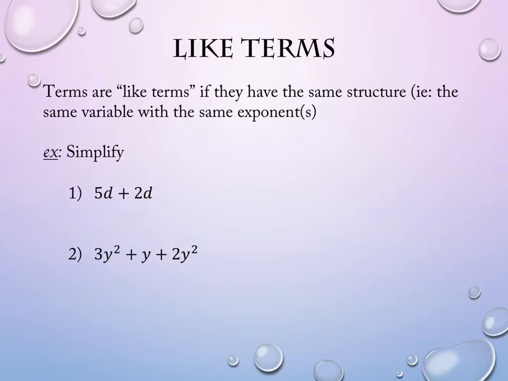So if the terms are like terms, they can be combined. And if the terms aren't like terms, then they can't. So the first example, 5D plus 2D. Are 5D and 2D like terms? Yes, they have the same variable, right? They don't have to have the same coefficient, so that's fine. And I can actually combine them. So if I have 5D and I have 2D, what does that combine to? 7D.